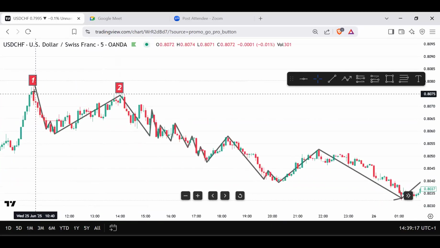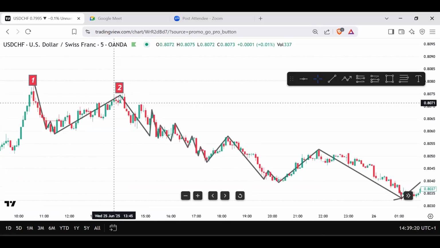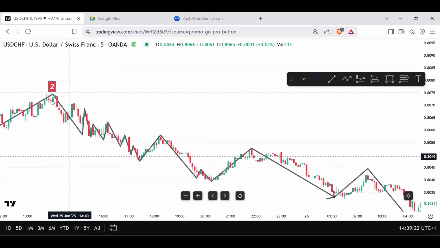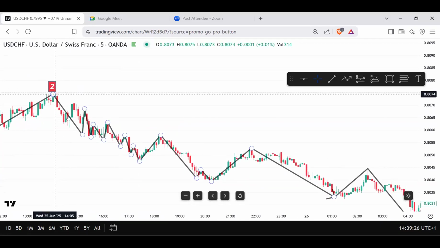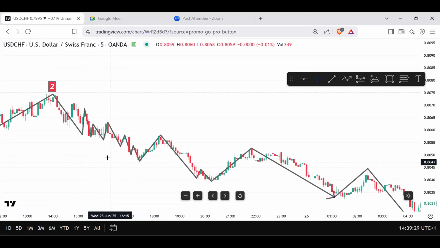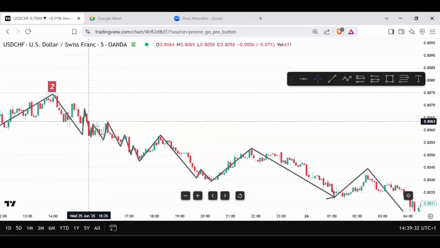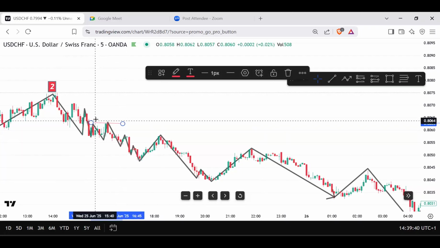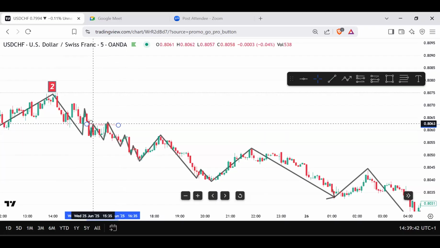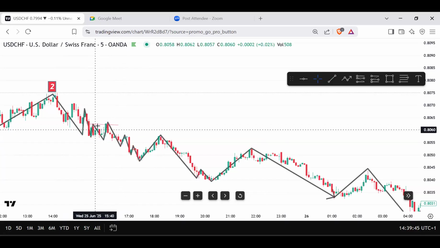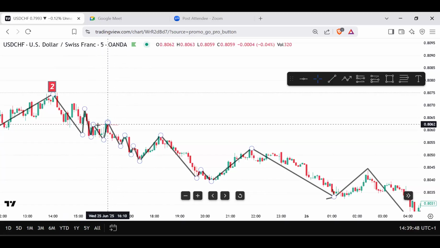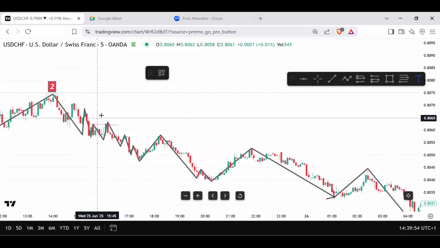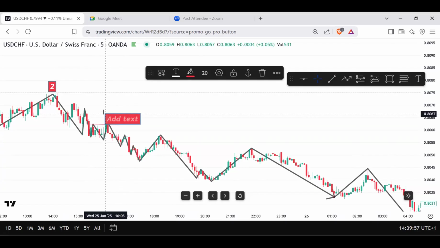After the correction, we have continuation. So you can see that from this place we have moved to the downside. Then there's a correction here because there's an inducement here. This now is a correction because it took out this inducement. So another impulsive move is starting from here.